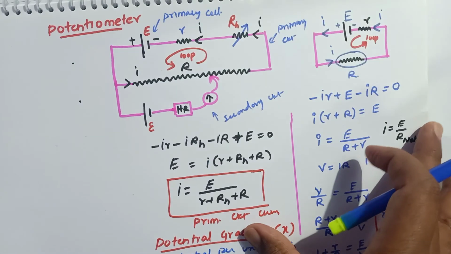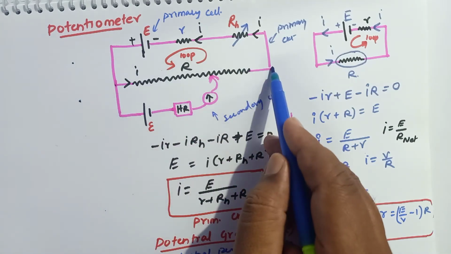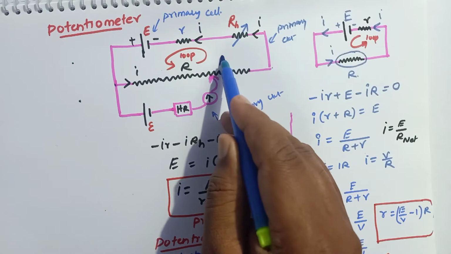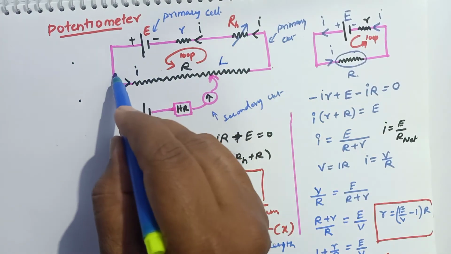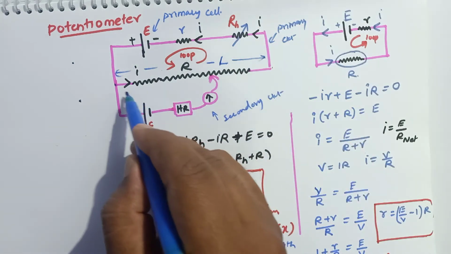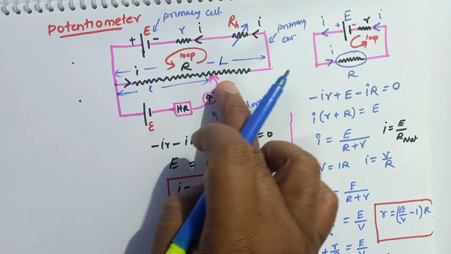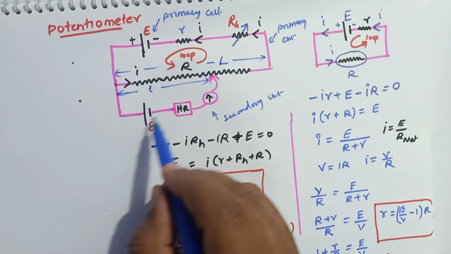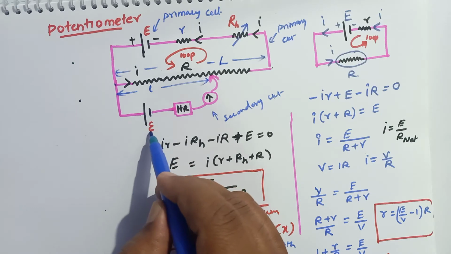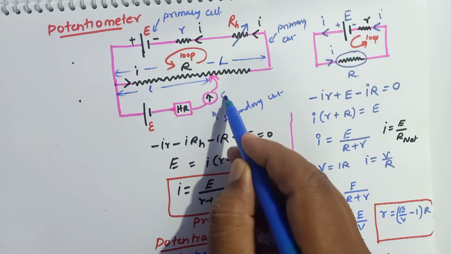Here in this primary circuit case, the total length from here to here is considered to be capital L. Let us imagine the balancing length from here to here is considered to be small l. So this is a secondary circuit in which we are considering the EMF small e here, and this is a high resistance. This is a galvanometer.